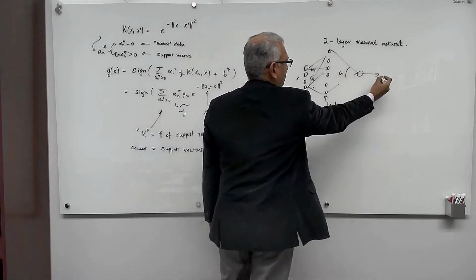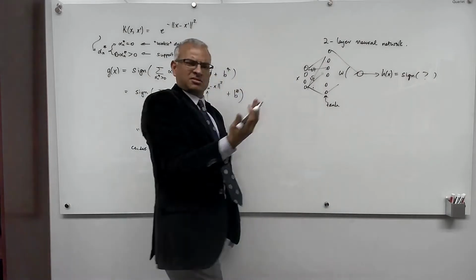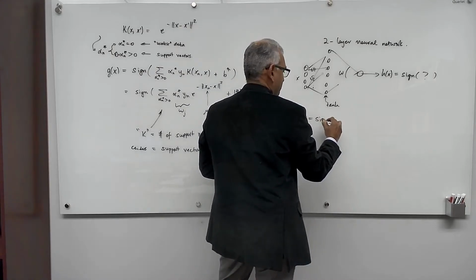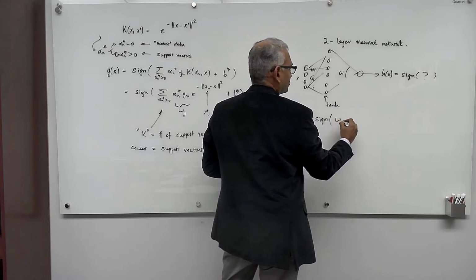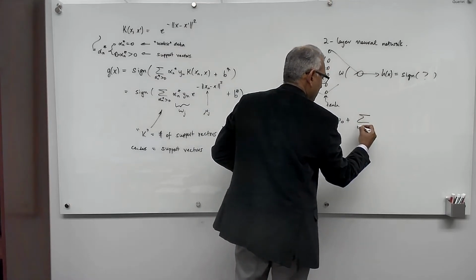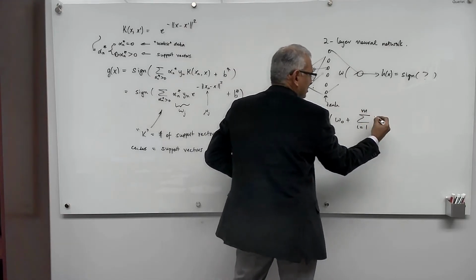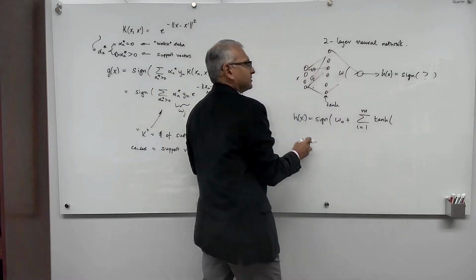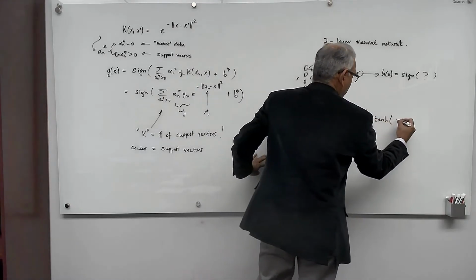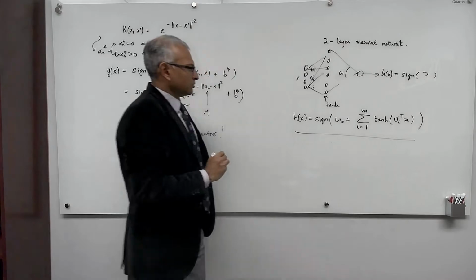So what's the final hypothesis? H of x equals the sine of something. So this is a bit of a review. H of x is equal to the sine of a perceptron, W0 plus the sum from i equals 1 to M, the number of hidden units, of the tanh of a perceptron evaluated on the input x, Vi transpose x. So this is the two-layer neural network.